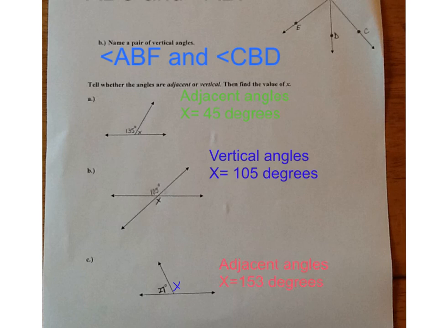So there we have it. Part C is adjacent angles, and x is 153 degrees. Because remember, those two angles together form a straight angle, which equals 180 degrees. So 153 degrees plus 27 degrees gives you 180. Now looking at C, you could tell too that our angle of x is greater than 90 degrees. So remember that too. That angle measurement is greater than 90, so it's called an obtuse angle.